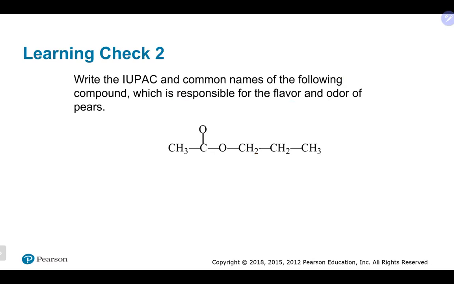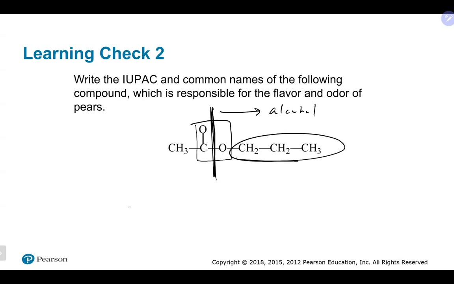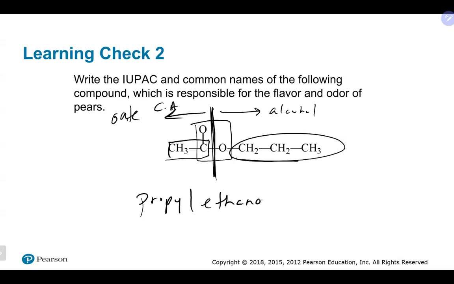All right, let's try another one here. Let's give the name for this one. We'll break it apart here. Hopefully we recognize our ester group. That is basically where we want to break it. Heading to the single bonded side, our alcohol, which has 3 carbons, would be named as a group. So that is a propyl group. Heading the other way, which is our carboxylic acid side, that is the one that gets the oate, and that is 2 carbons, which is based off of ethane. So this would be ethanoate. So propyl ethanoate. Any question on that or how to name or draw esters?